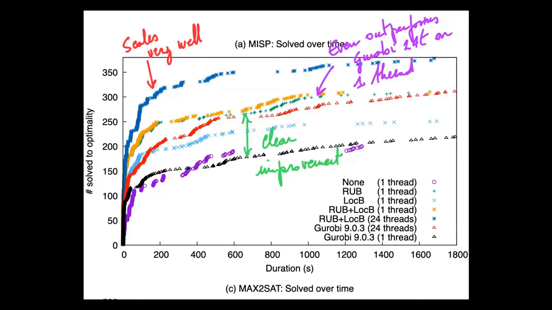And an interesting thing to note here is that with both rough upper bound and local bound enabled, our solver outperformed Gurobi on one single thread. Just using one single thread, our solver does better than Gurobi when using 24 threads. And that's, we believe, quite an achievement given the performance of Gurobi.